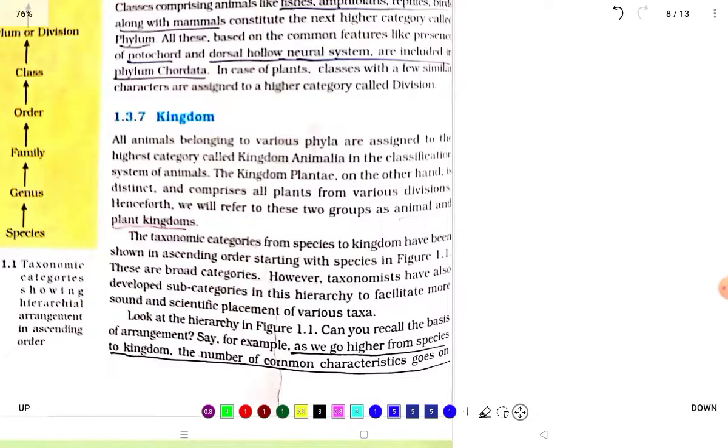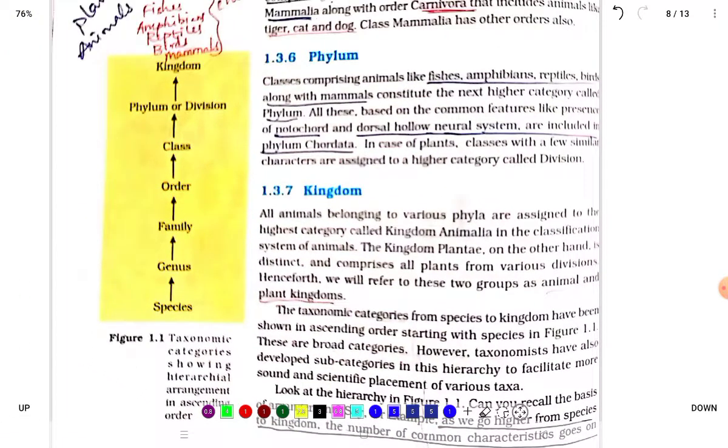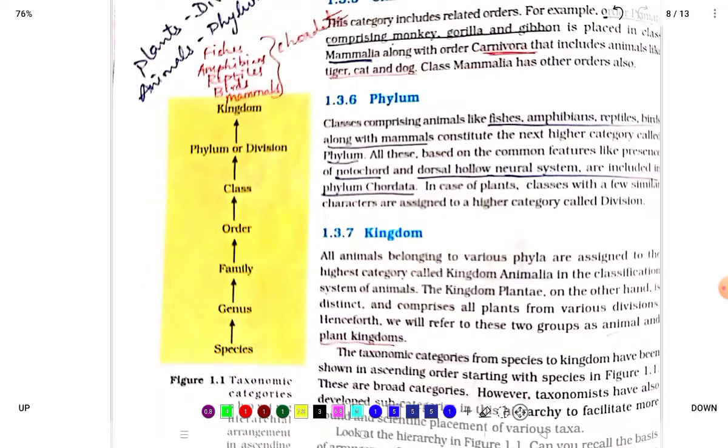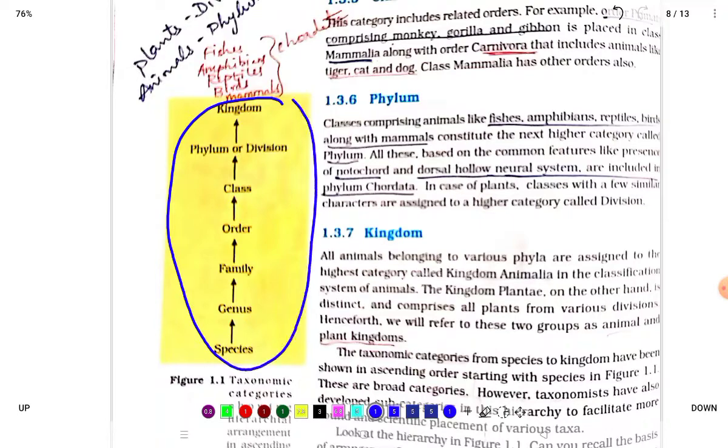The taxonomic categories from species to kingdom have been shown in ascending order. These are broad categories. However, the taxonomists have also developed subcategories in this hierarchy to facilitate more sound and specific classification. First we will be seeing the taxonomic hierarchy. See guys, this is a taxonomic hierarchy.